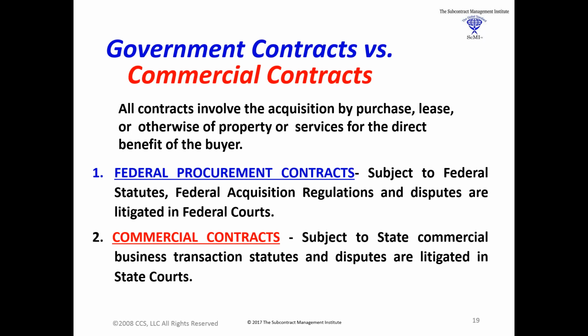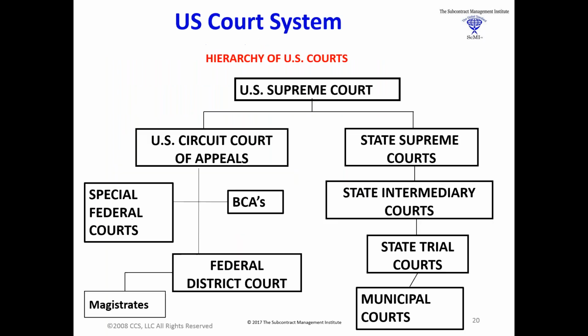So from the prime to the subcontract, this chart is very important to understand: in federal contracts, you've got that entire body of law we just discussed that governs how federal contracts are managed. The subcontracts are commercial contracts between two commercial entities. Because of that, they are subject to the state commercial transaction statutes. And the disputes are not litigated in the federal courts, typically. They can be, but that's a different example. They're typically litigated in the state courts, which was the right-hand side of that chart I showed you earlier.